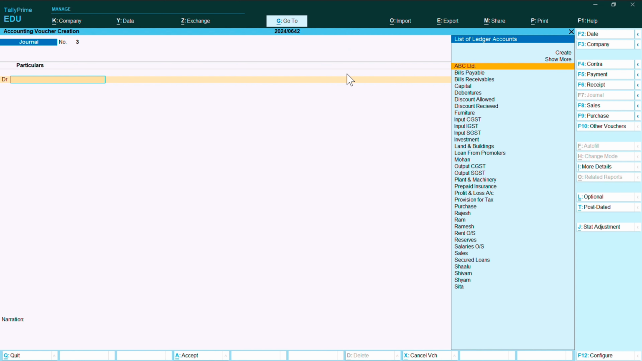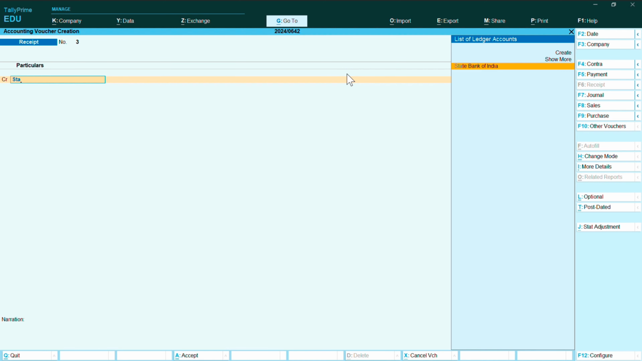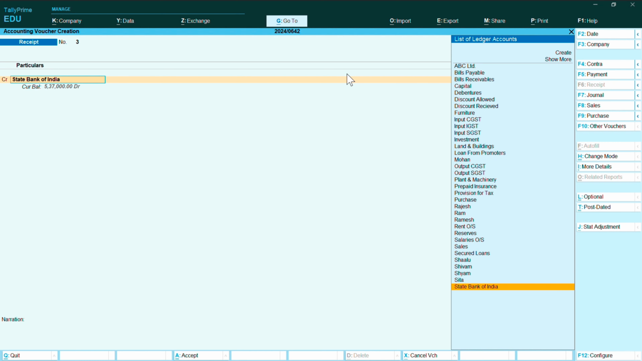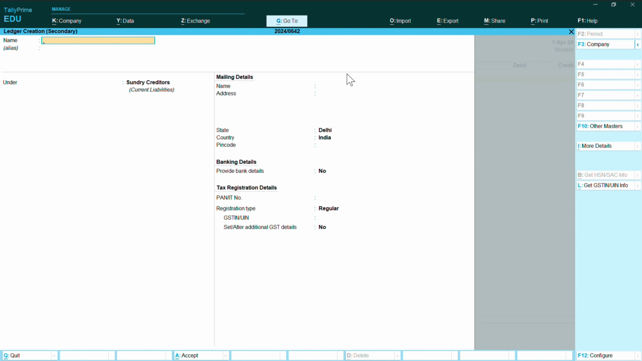For the loan entry, we need to go to the receipt voucher and debit the bank account with the bank loan account. For the bank account, we have taken State Bank of India. If you want, you can also use ICICI Bank.